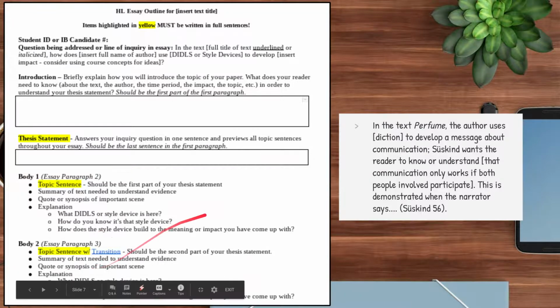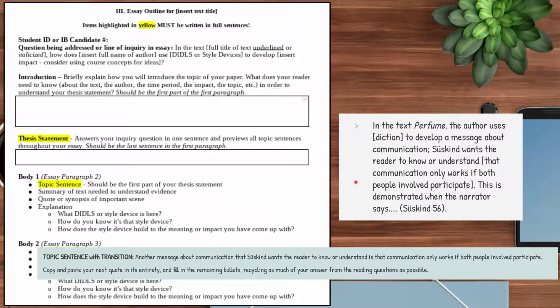Moving to body paragraph 2. There's only one difference. Notice that in body paragraph 2, your topic sentence needs a transition. So I might have something like this: Another message about communication that Süskind wants the reader to know or understand is that communication only works if both people involved participate.